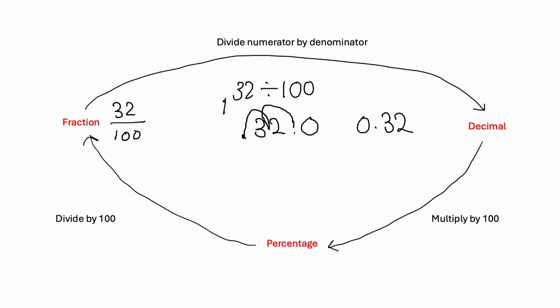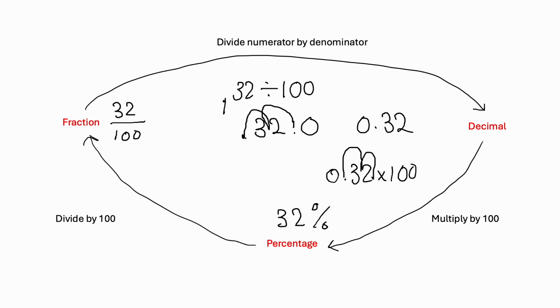Then when we want to convert from a decimal to a percentage, we times by 100. So we do our 0.32 times by 100. When we times by a multiple of 10, we move the decimal place to the right. So because there's 2 zeros, we move it 2 times to the right. So we get 32%.